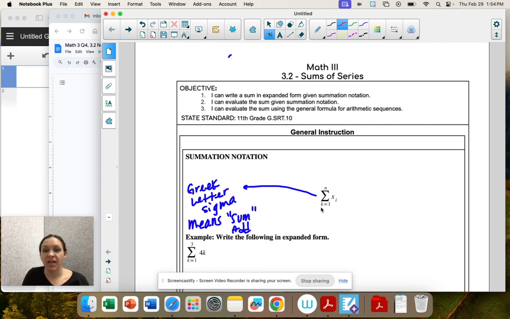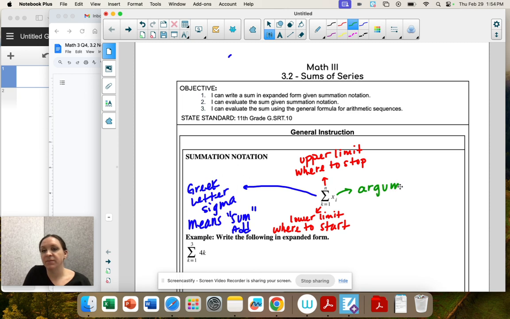On the bottom, it says k equals 1. This is called our lower limit, and it tells us where to start. And then n, this is called the upper limit, and it tells us where to stop. And then the x sub i, this is the argument. It is what we are adding.